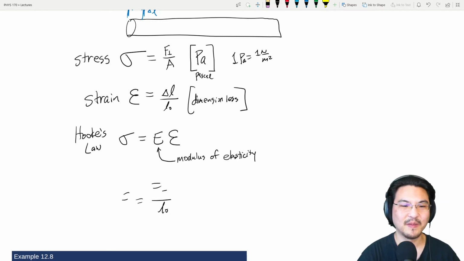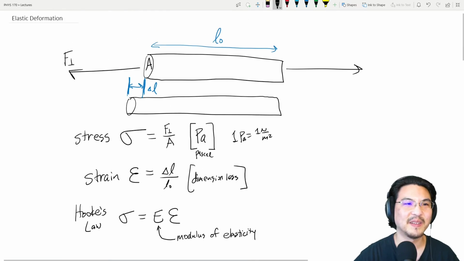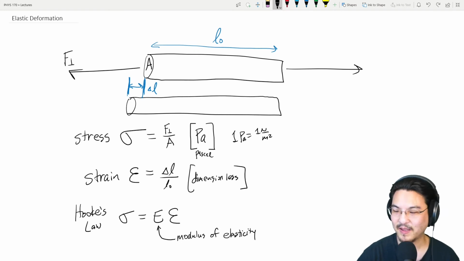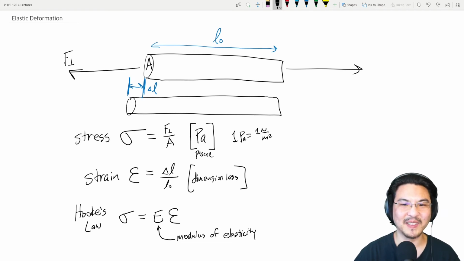Okay, and then just a detail. Elastic means if you stretch this bar, it goes back to its original length. That's elastic. If you stretch it and then it doesn't go back to its original length, it's messed up forever, then that's plastic. So we'll go into detail in a future semester.